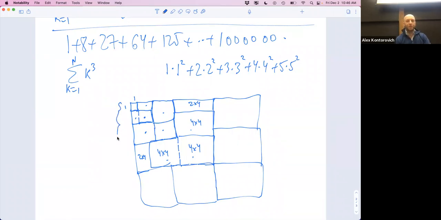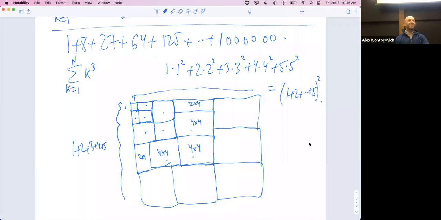This side is 1 plus 2 plus 3 plus 4 plus 5, by 1 plus 2 plus 3 plus 4 plus 5. So this whole area, if you compute using the squares, you get this. If you compute just using the lengths, you get 1 plus 2 plus 3 plus 4 plus 5, squared. Everybody see that? Does that make sense? And so the sum of the first n cubes is the sum of the first n numbers, as k goes from 1 to n, squared.